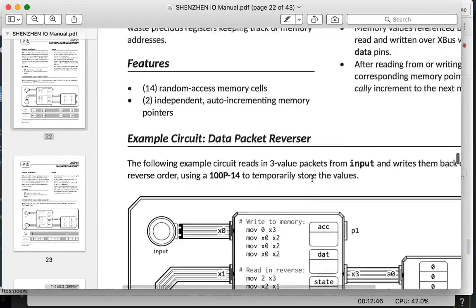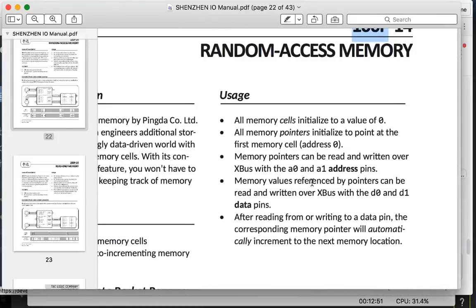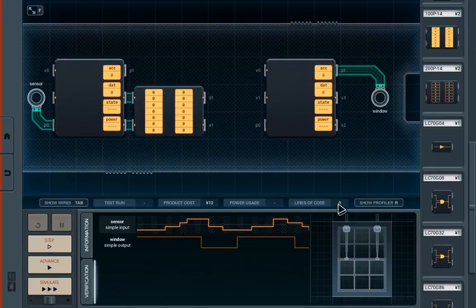Okay, so there's two address pointers and two data pointers. They're connected to each other. So they're independent. When you read from data register 1, you get what's at address register 1. They initialize to 0, as do the pointers. You can read and write the memory pointer over address pins. You can read and write the values over the data pins. And anytime you read or write, the corresponding memory pointer goes up by 1. So hang on, we don't have to change the address pins at all. We do if we want to.